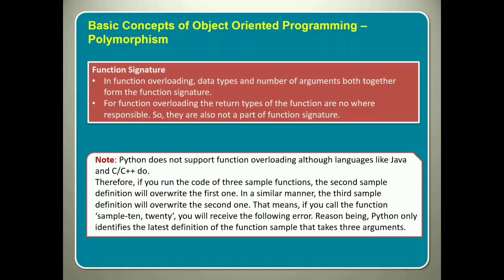Therefore, if you run the code of three sample functions, the second sample definition will overwrite the first one. In a similar manner, the third sample definition will overwrite the second one. That means, if you call the function sample 10, 20, you will receive the following error. Reason being, Python only identifies the latest definition of the function sample that takes three arguments.